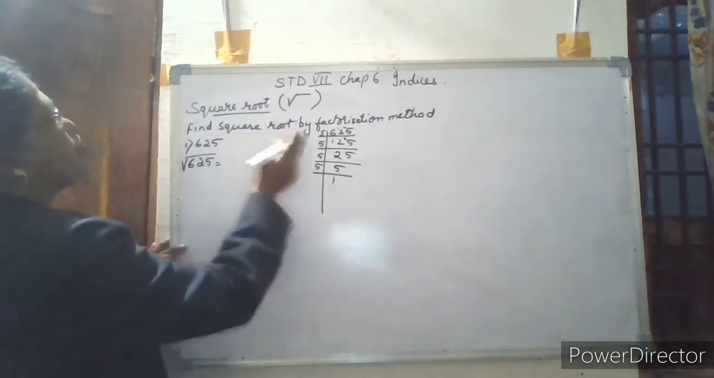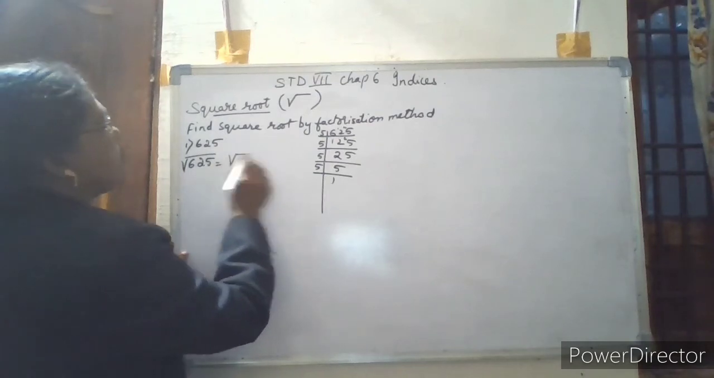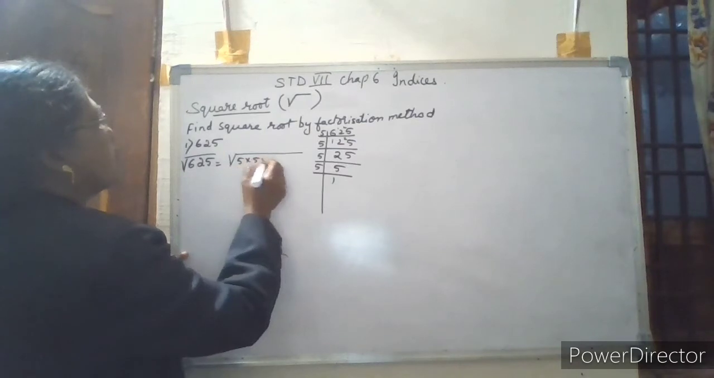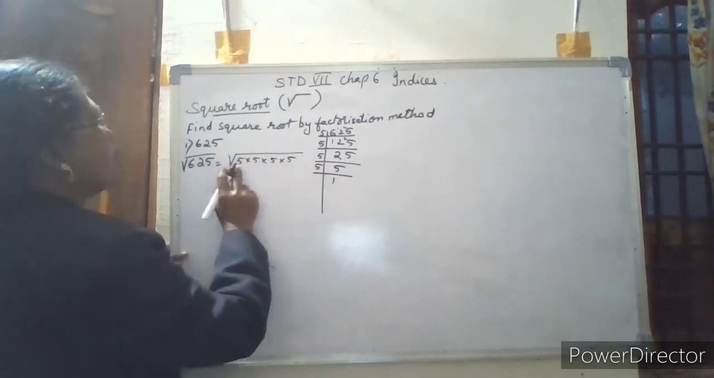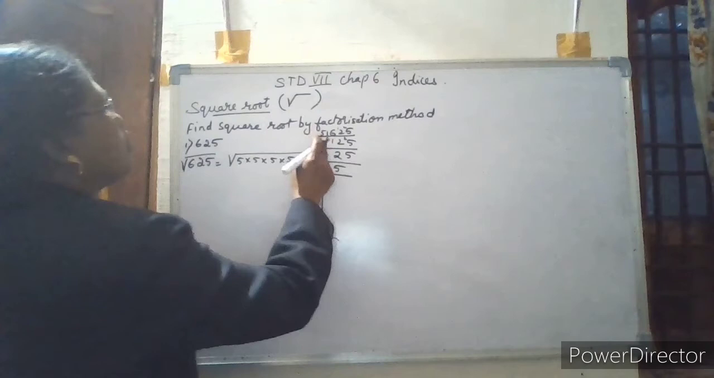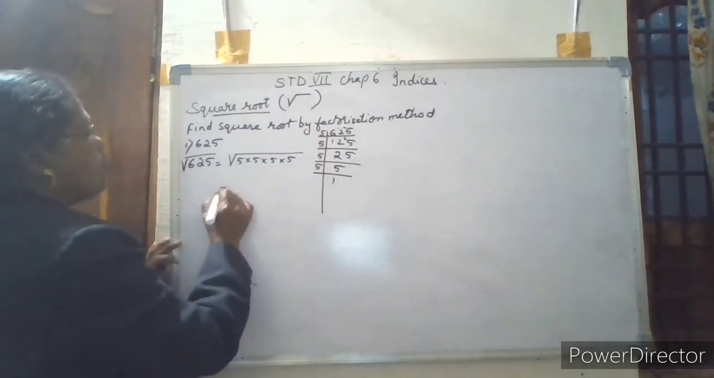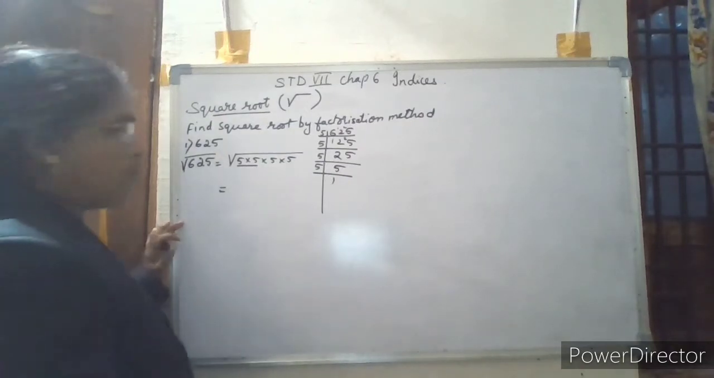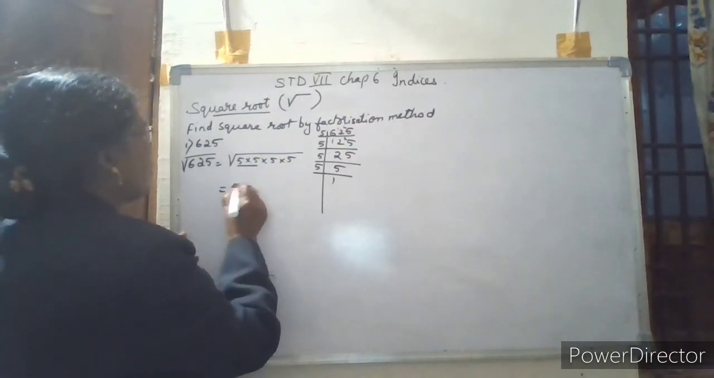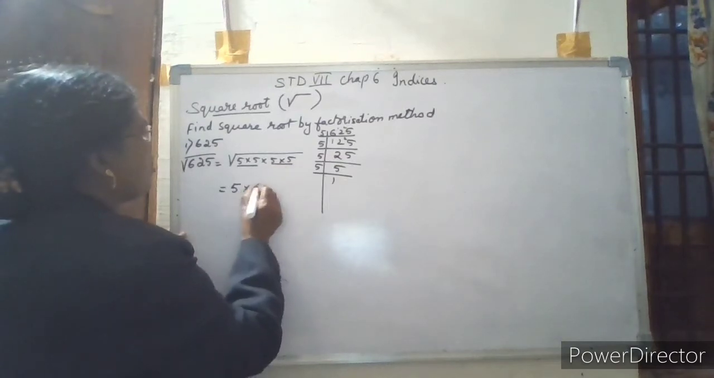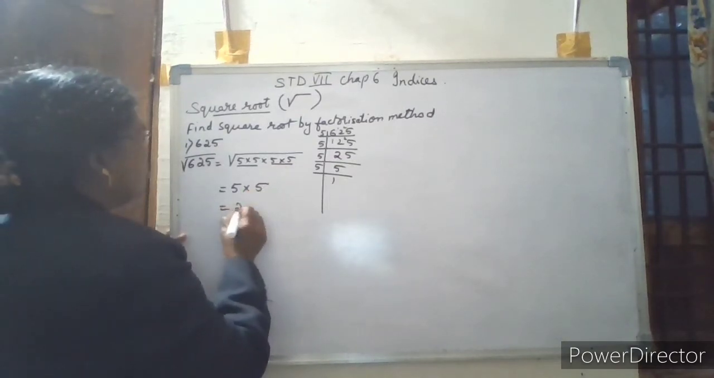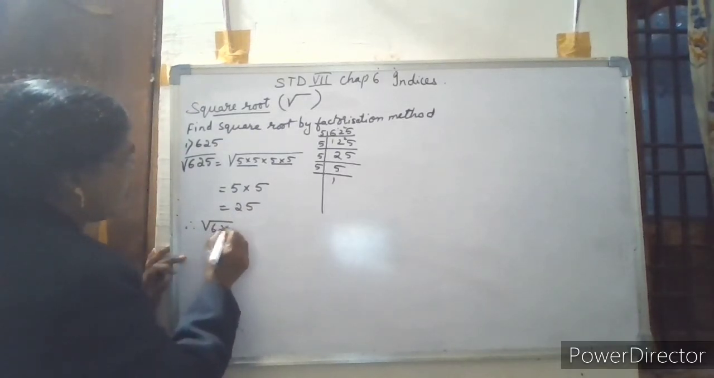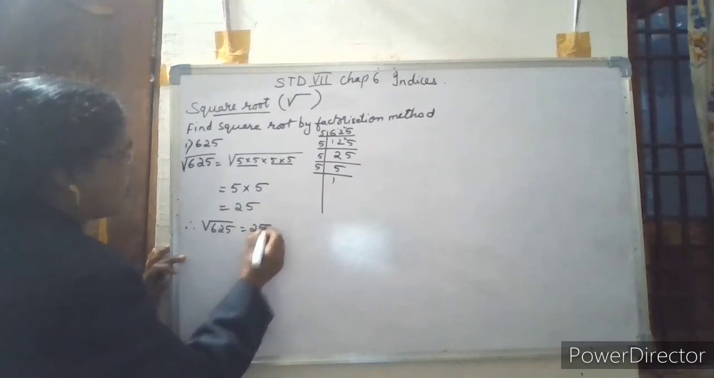We are finding the square root. So put the square root symbol and write all the factors here: 5 into 5 into 5 into 5. Now under the root, there is a product of two same numbers, 5 into 5. This will come out as 5. Again 5 into 5 will come out as 5. So this is equal to 25. Therefore, root of 625 is equal to 25.